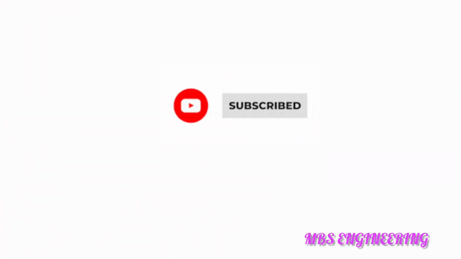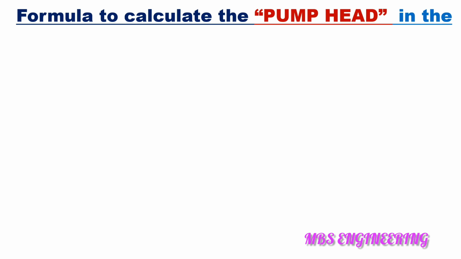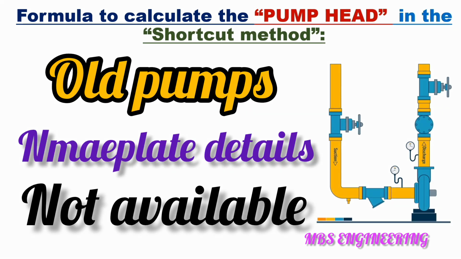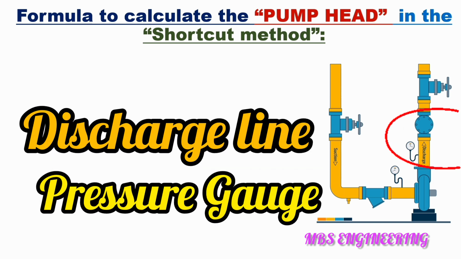Next, we will learn the shortcut formula to calculate the pump head. If your pump is old and you do not have its nameplate details, we will calculate the pump head directly using the method below, with the aid of the pump discharge line pressure gauge.